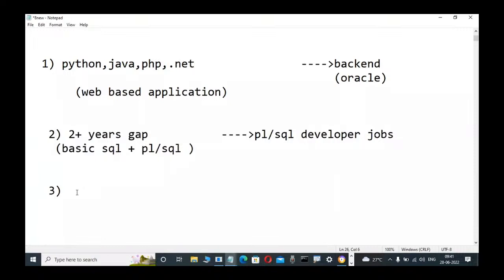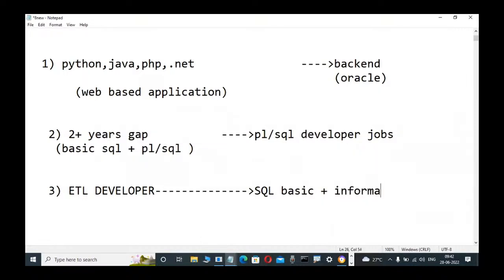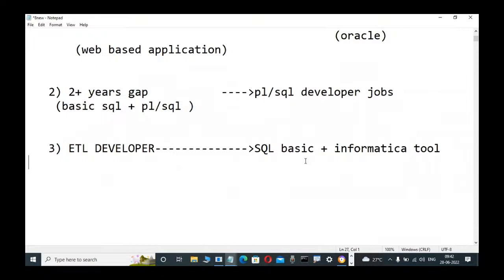Yes, another chance is there. What is that? ETL developers, extraction, transformation, loading developers, exist worldwide. On the developer side, PLSQL knowledge is not required. Only a little bit of basic SQL knowledge is enough, plus learning some tool. What is the tool? Informatica is a GUI tool, an ETL tool. Maybe some fellows in our class have an idea of it. Those who learn the Informatica tool easily get a job without PLSQL knowledge.